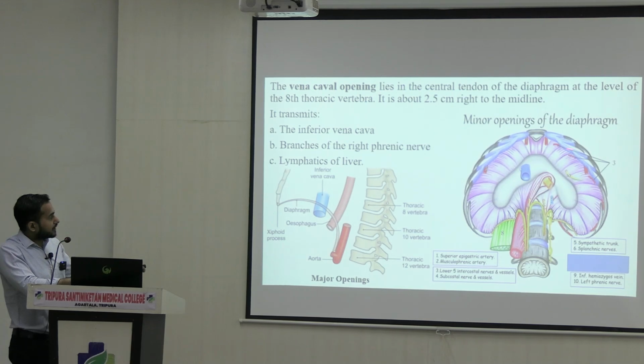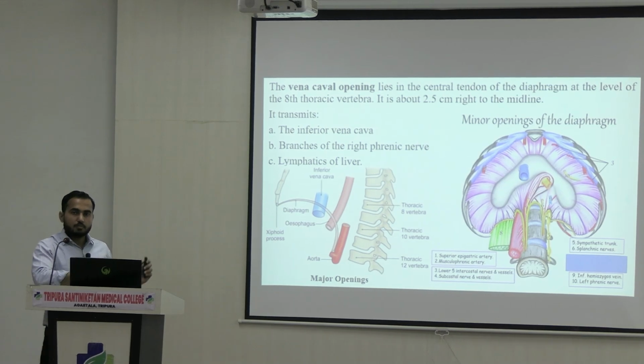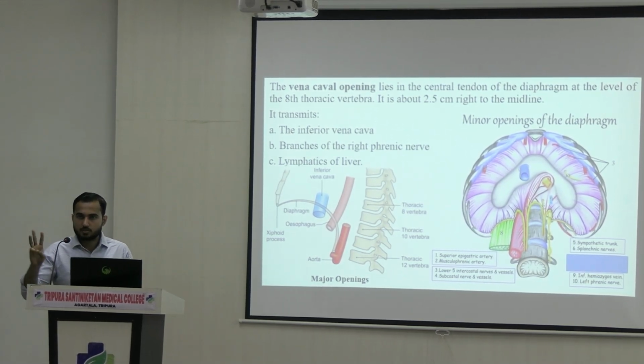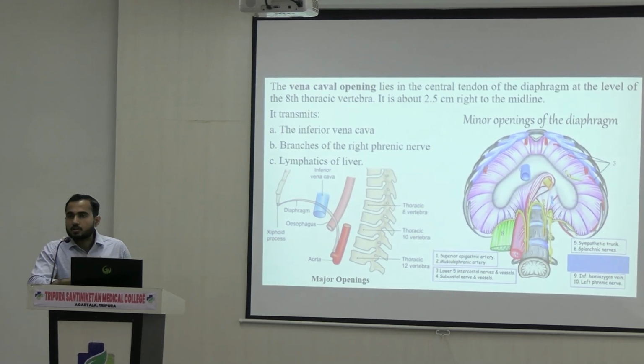Next, here is another beautiful diagram where you can see the minor openings of the diaphragm. So how many major openings are there in the diaphragm? 3 major openings. Always keep that in mind. Multiple minor openings are there.